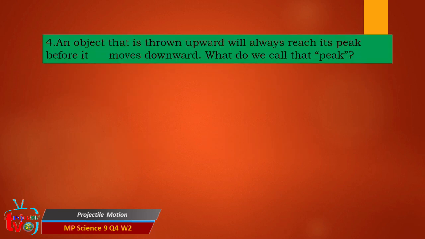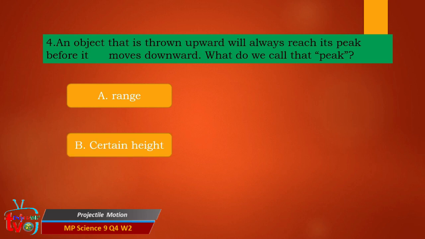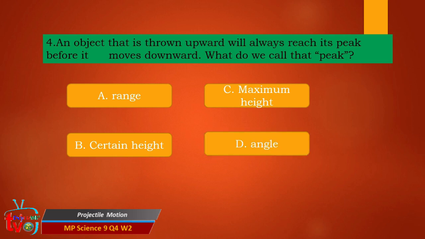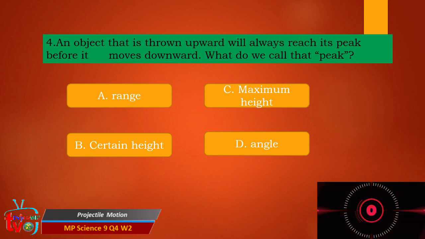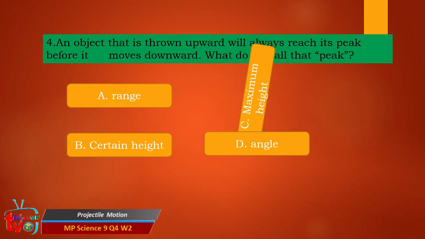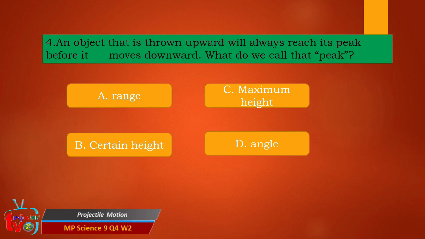Number 4. An object that is thrown upward will always reach its peak before it moves downward. What do we call that peak? Letter A, range. Letter B, certain height. Letter C, maximum height. Letter D, angle. And the correct answer is letter C, maximum height.